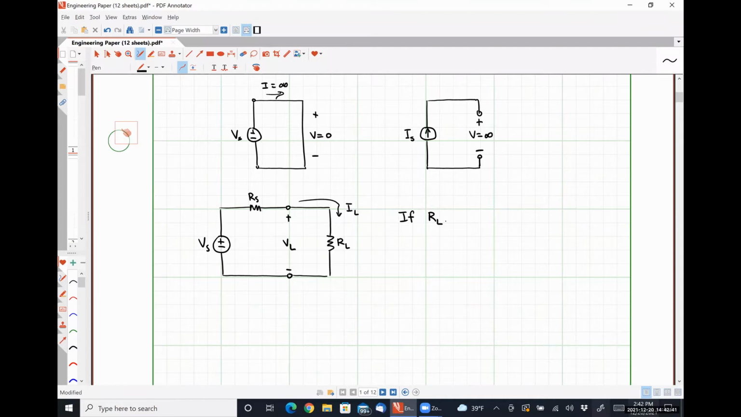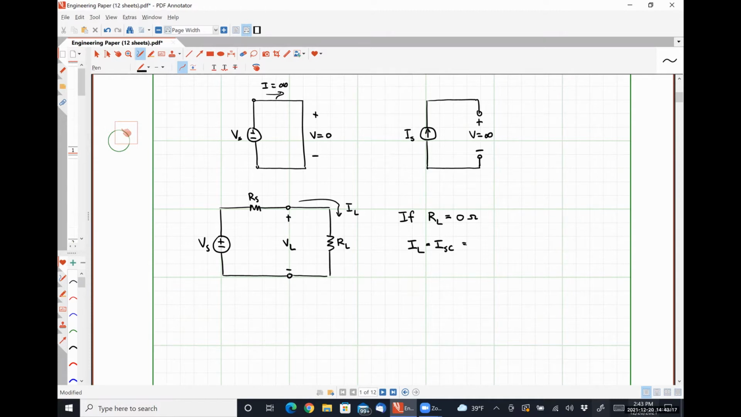So if RL were equal to 0 ohms, IL will be what's known as the short circuit current, ISC. What value will this short circuit current have? Symbolically, right? We don't have any numbers or anything here, but what should it be?